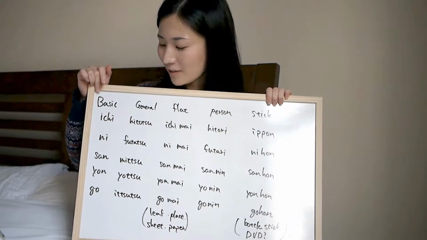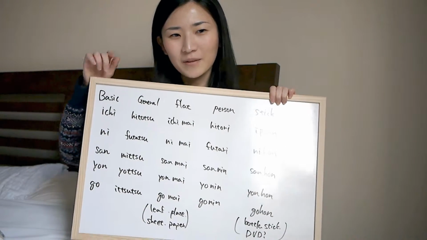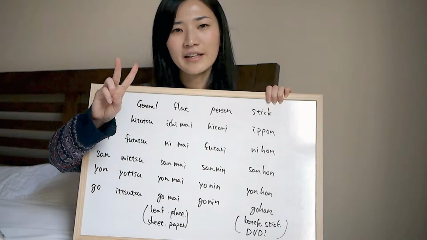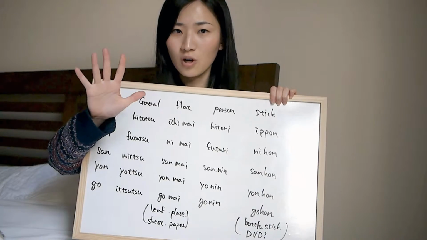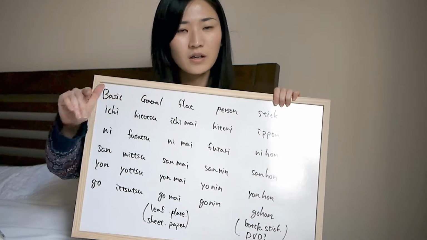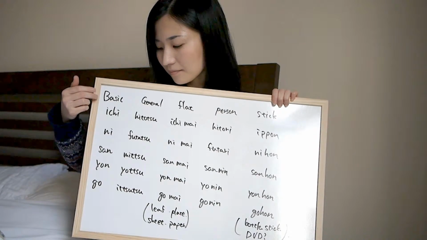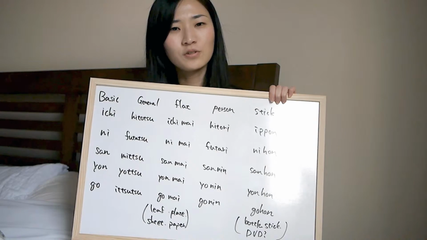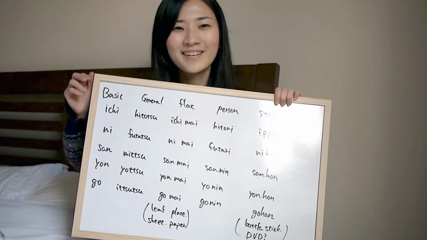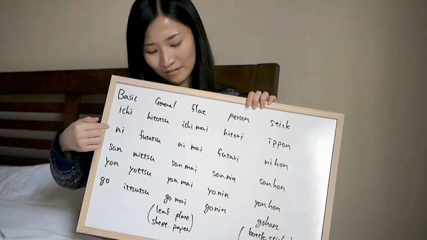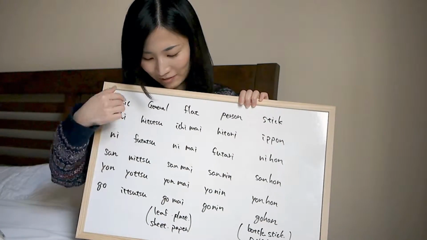So let's go for the basic numbers in Japanese from 1 to 5. So 1, 2, 3, 4, 5 is the basic, pure numbers which you use for mathematics and things like this. Yeah, it's not that useful because you can't use this for objects. So let's see other things.